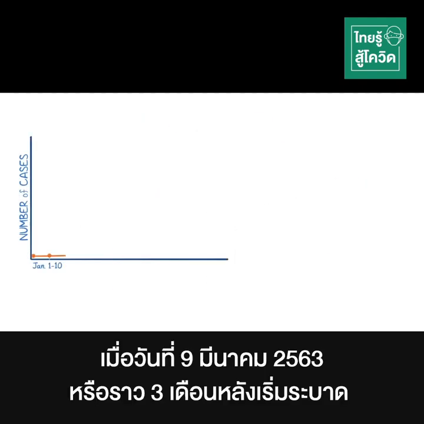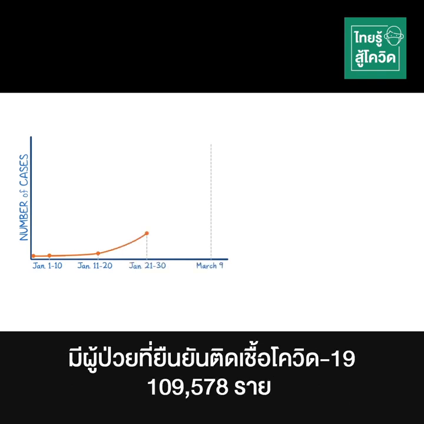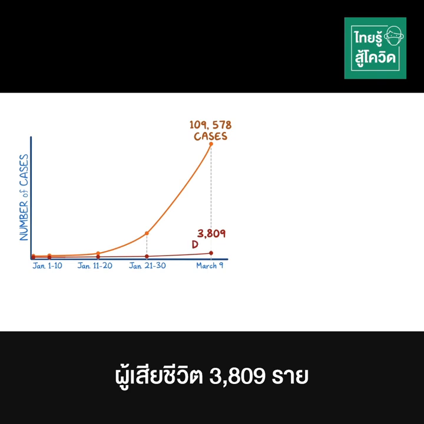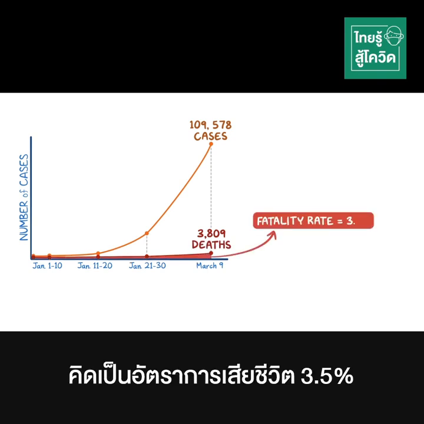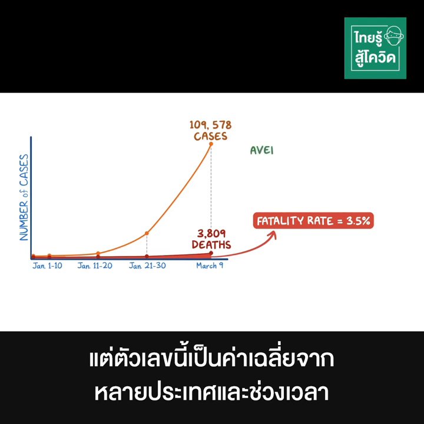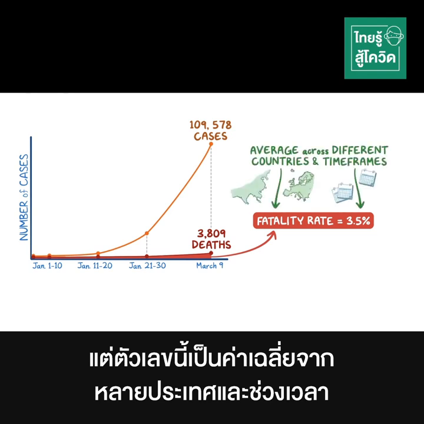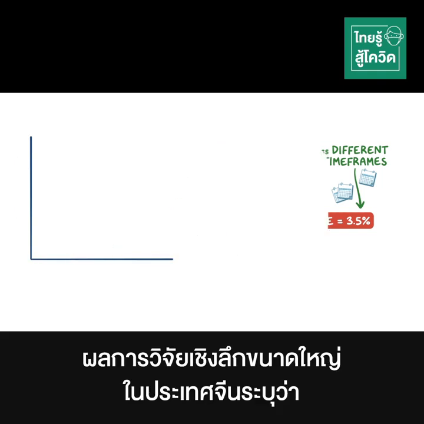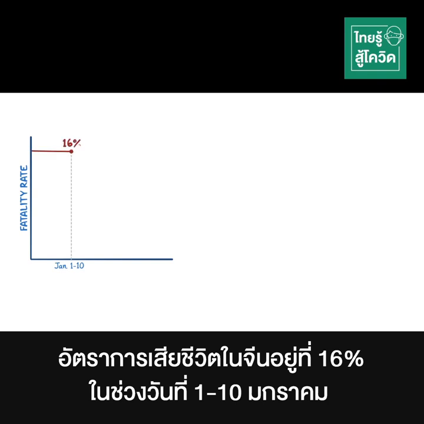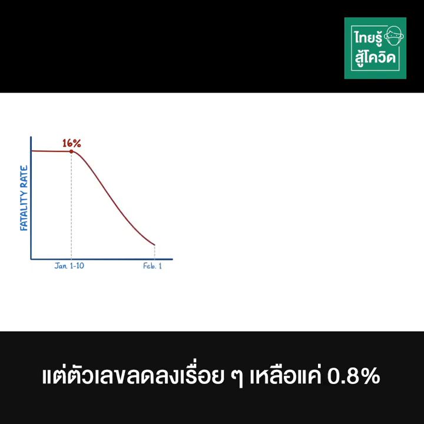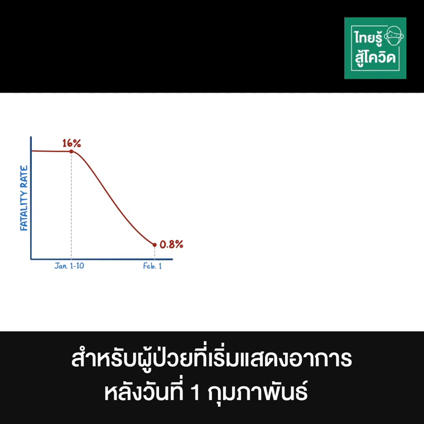As of March 9, 2020, or roughly 3 months into the outbreak, there have been 109,578 confirmed cases of COVID-19 and 3,809 deaths, resulting in a fatality rate of 3.5%. But that represents an average across different countries and timeframes. Based on a large study in China, digging deeper reveals that the fatality rate in China was actually 16% for cases between January 1st and January 10th. But then it fell steadily over time, until it was only 0.8% for patients with symptom onset after February 1st.